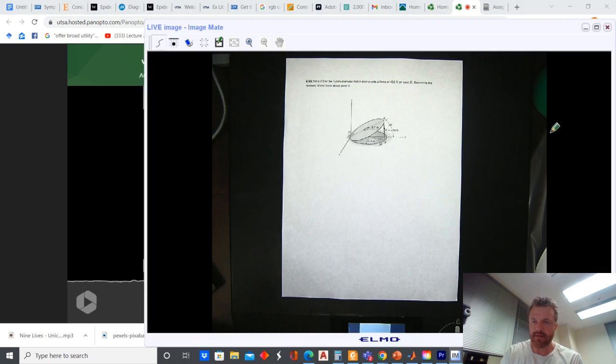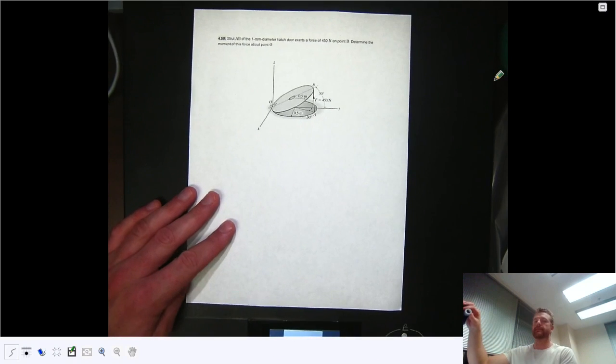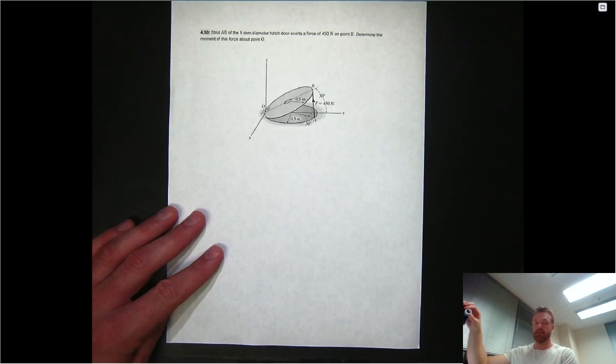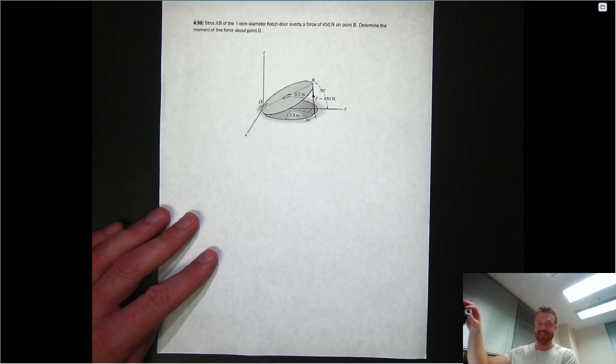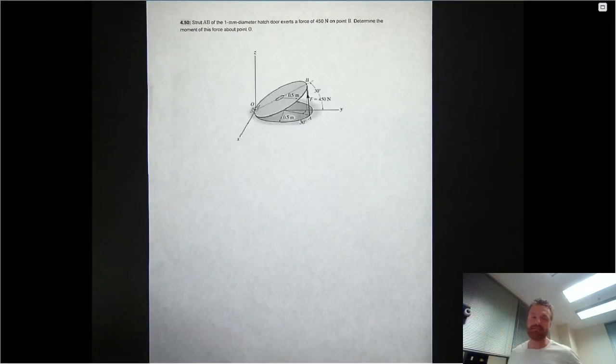So, the first thing I'll say about this first problem is I really like this problem because it emphasizes a key point of computing the moment of a force about a point. I'll have a preference to at least include a decent portion of problems on the actual exam that are either from the practice exam or from the homework.